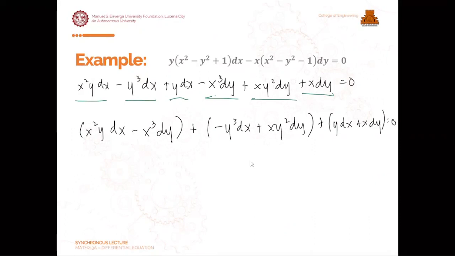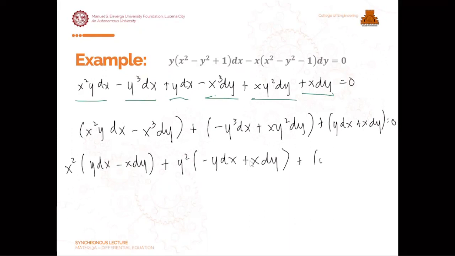Okay? Then, we try to factor out x squared. So, this will be y dx minus x dy, plus dito sa second term, try natin y squared. So, this will be minus y dx plus x dy. Okay? Plus y dx plus x dy is equals to 0. Okay.